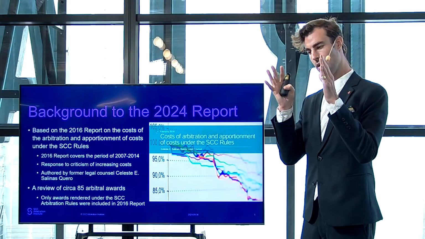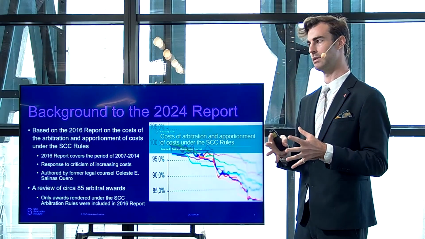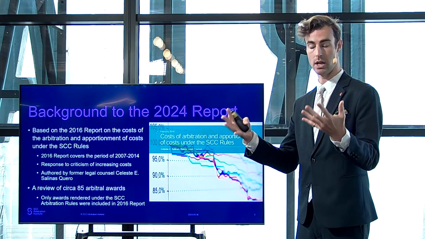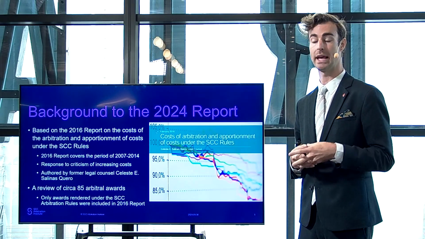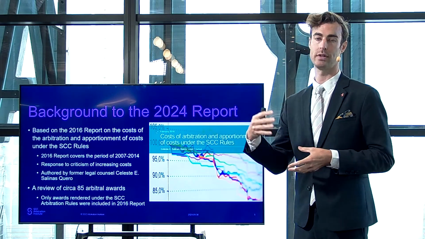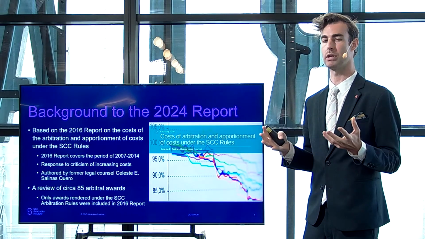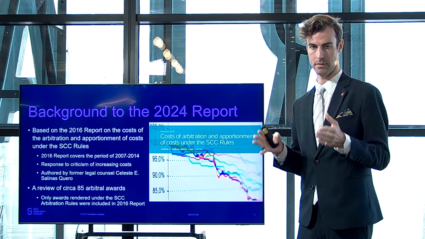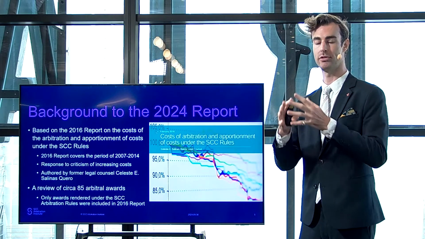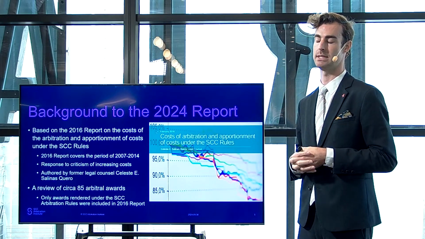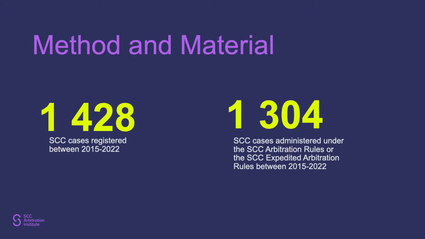That is to say, not other versions of the SCC Rules. The SCC offers a number of different rules, including expedited rules, rules for the SCC Express, mediation, and so forth. And when we're looking at the cost of the arbitration, the report was delimited to the SCC Arbitration Rules. To put it into context, the 2024 report considers the period immediately following, so 2015 to 2022.